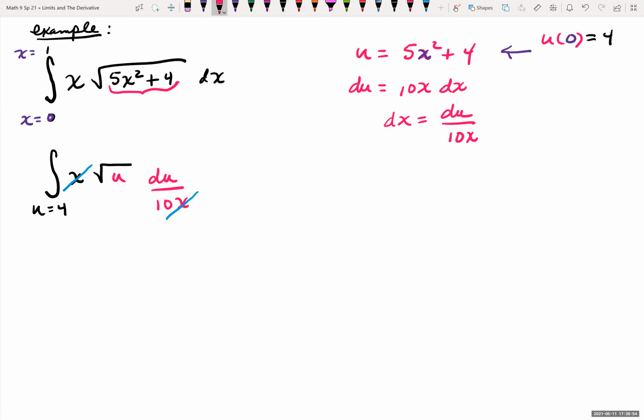So do the same idea. Now let's look at this when x is 1, because that's our other bound. So u of 1, going in here and plugging in 1 wherever we see an x, we have 1 squared is 1 times 5 is 5. So 5 plus 4 gives us 9. So when x is 1, we get u is equal to 9. So changing the bounds now, we've made it so that we do not have to go back and do our substitution after we're done taking the antiderivative.